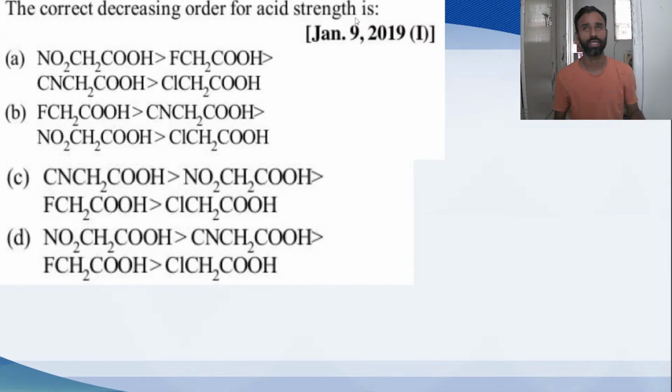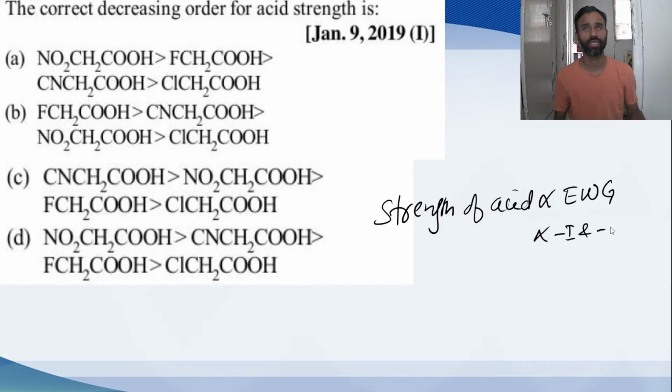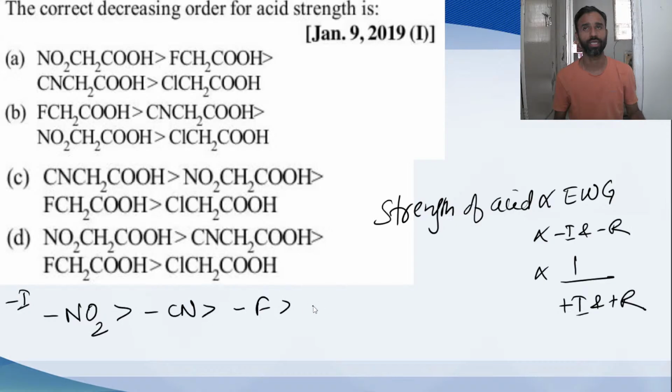The correct decreasing order for acidic strength is, so strength of acid is proportional to electron withdrawing groups. That is proportional to minus I and minus R effect, and inversely proportional to plus I and plus R effect. So keep in mind NO2 minus I effect is maximum, then CN, then fluorine, and then chlorine. Obviously D is the right option, because nitro is most electron withdrawing, then CN, then fluoro, then chloro.